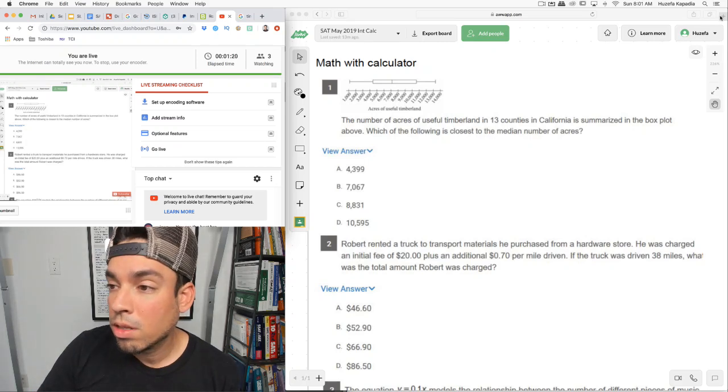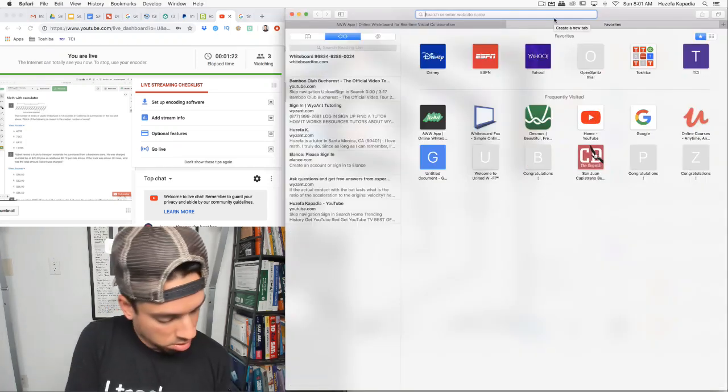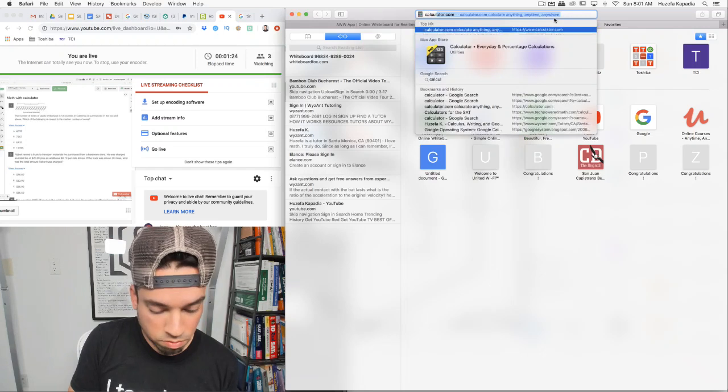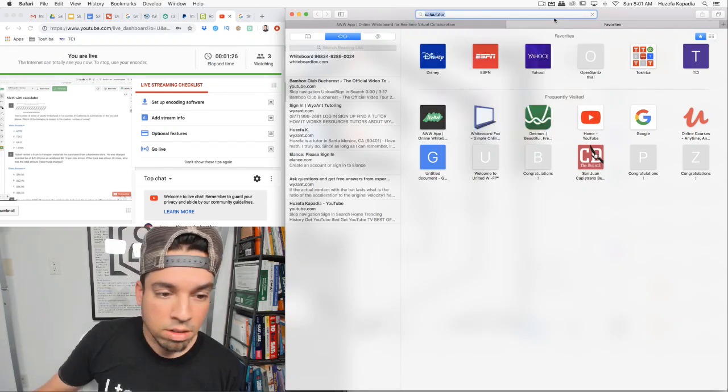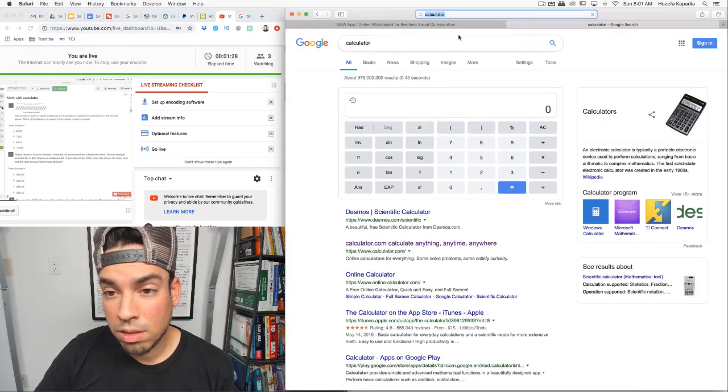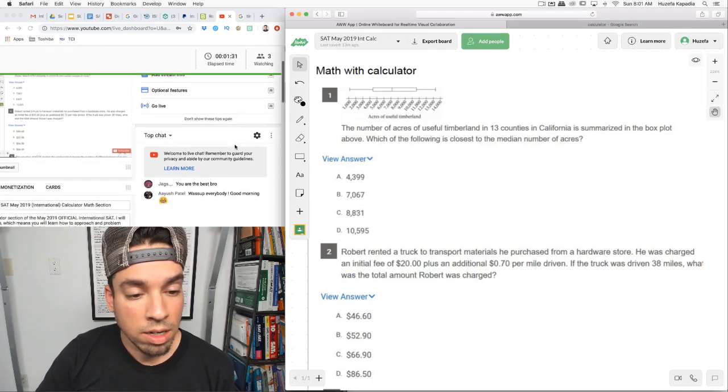I just forgot. I'm going to load up my calculator here. So I got the Google calculator ready to go if and when I need it. It's definitely good to have this on standby, and I definitely do need it.